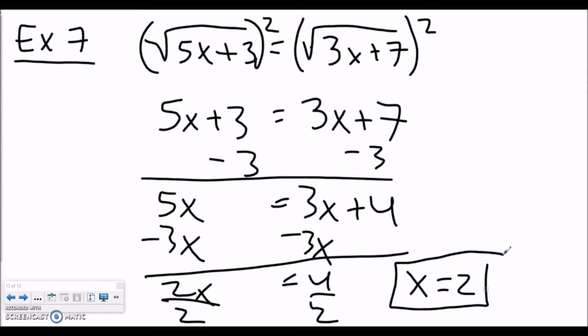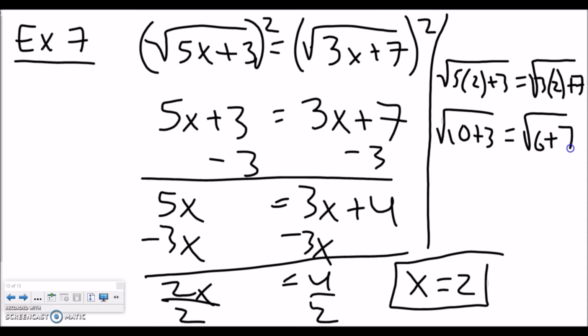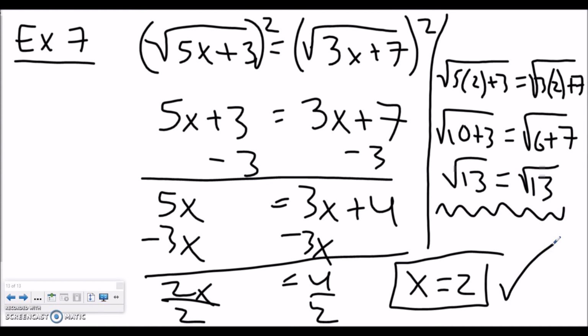But I will check that answer. We always need to check. So I'll try to squeeze it in here. Square root of 5 times 2 plus 3 equals the square root of 3 times 2 plus 7. That's the square root of 10 plus 3 equals the square root of 6 plus 7. The square root of 13 equals the square root of 13. Absolutely. So that works. I don't have to know what the decimal is, but I just know that the square root of 13 equals the square root of 13.